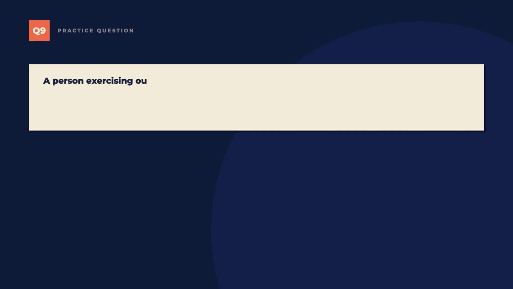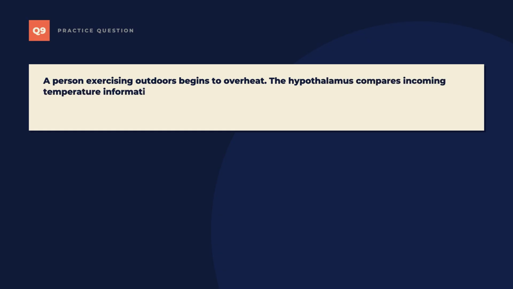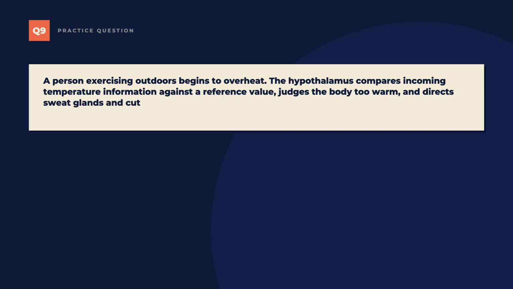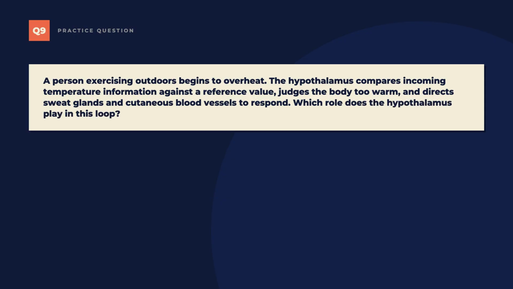Question 9. A person exercising outdoors begins to overheat. The hypothalamus compares incoming temperature information against a reference value, judges the body too warm, and directs sweat glands and cutaneous blood vessels to respond. Which role does the hypothalamus play in this loop?